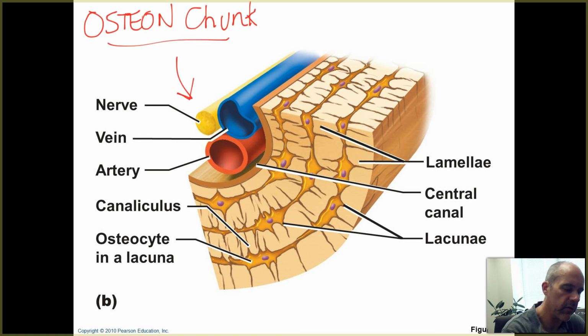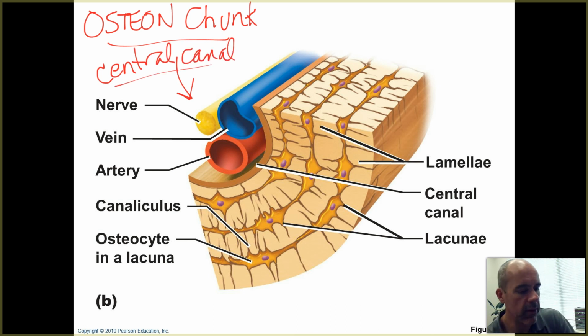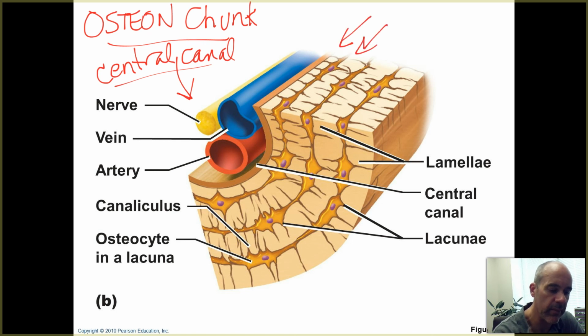Okay, and here's your central canal in the center, which you're seeing only a third of or so there. So you have an artery and a vein. That's the blood supply for the osteon. You've got a nerve running through there. You need a nerve supply to your bones as well. All right, and then you've got these rings. So there's a lamella there, there's a lamella there, kind of like the rings of a tree trunk.